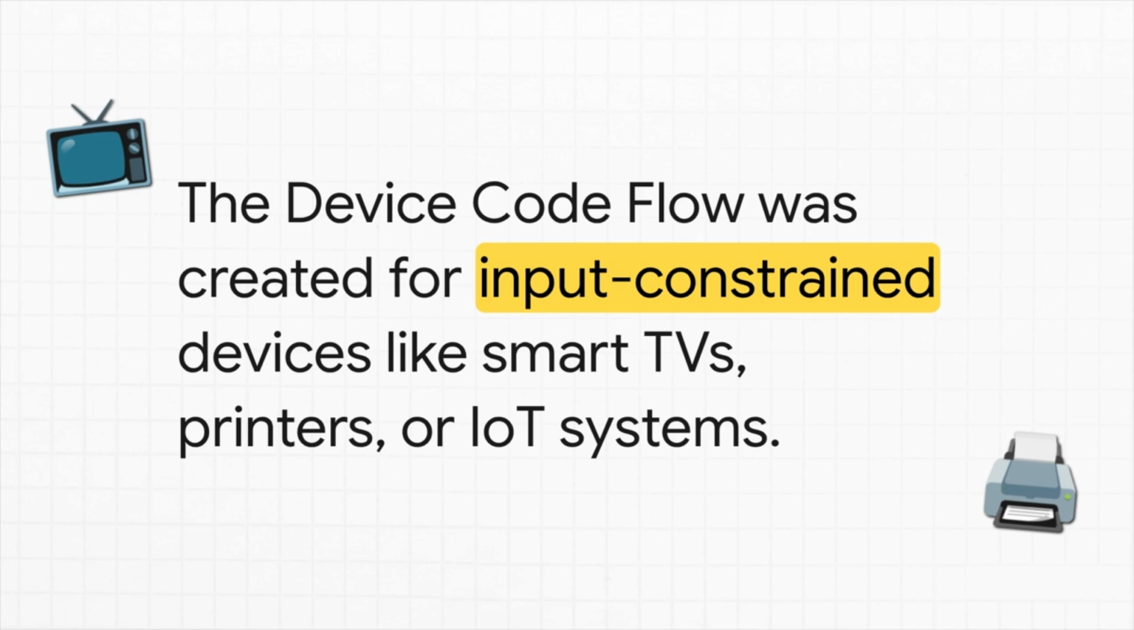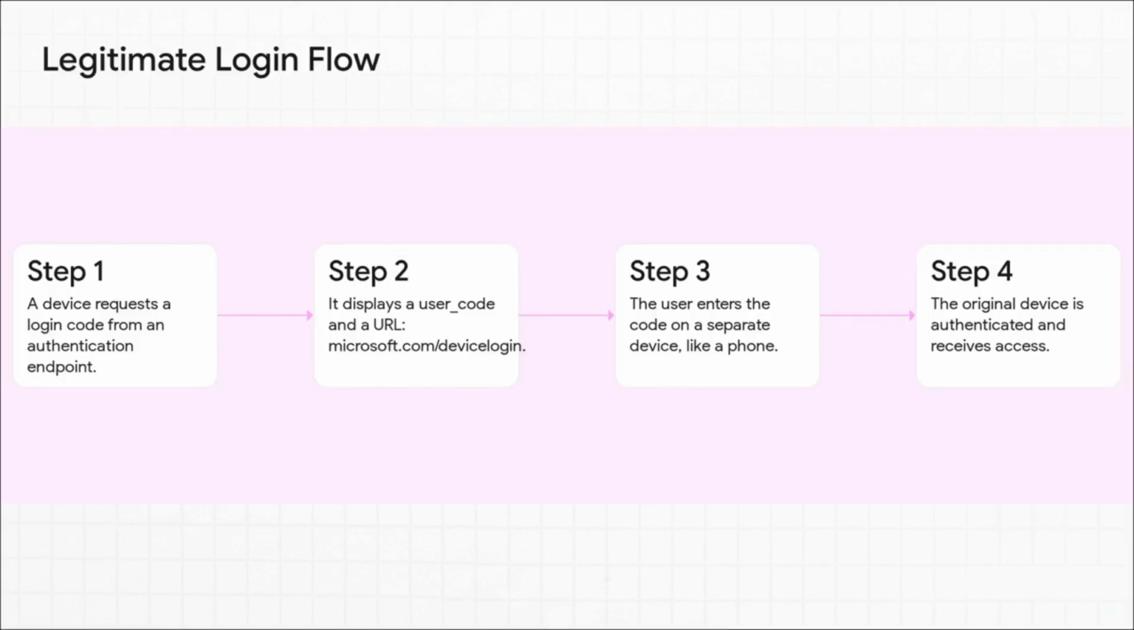Well, the device code flow was created to fix exactly that. It lets you use a device that's easy to type on, like your phone, to log in on a device that, well, isn't. The way it's supposed to work is actually really simple and kind of elegant. Your TV or your Xbox gives you a short code and a URL. You just whip out your phone, go to that URL, punch in the code, approve the sign-in, and bam, your TV is logged in. It's fast, it's easy, and that's exactly what the attackers are counting on.